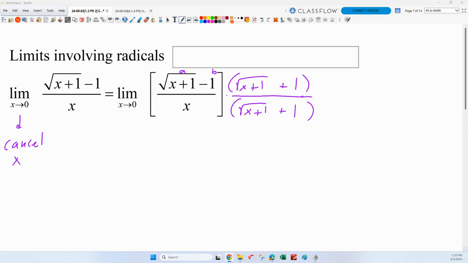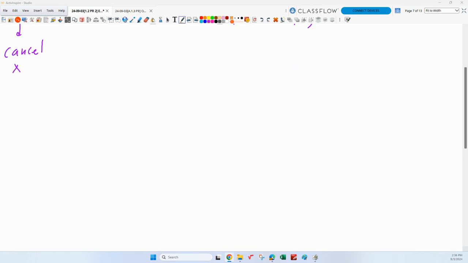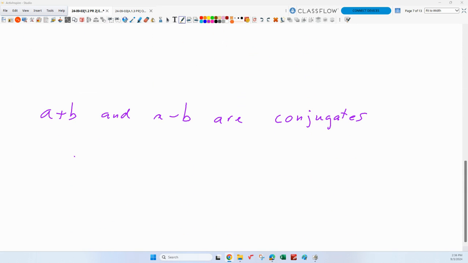Okay? Why is that so useful? Look what it did. When we multiply conjugates together, look what happens. If I multiply A plus B times A minus B, remember this product pattern? What's that give you? You get A squared minus B squared. The cross terms cancel. I just get the difference of squares, A squared minus B squared.